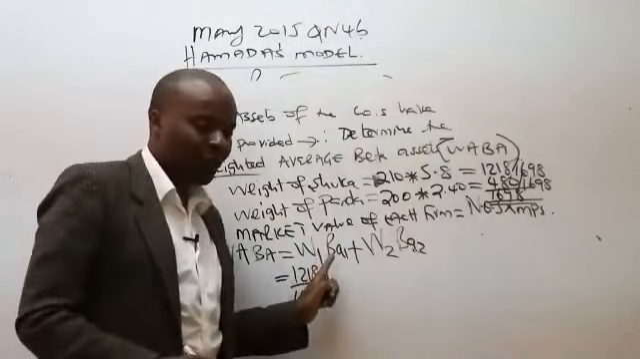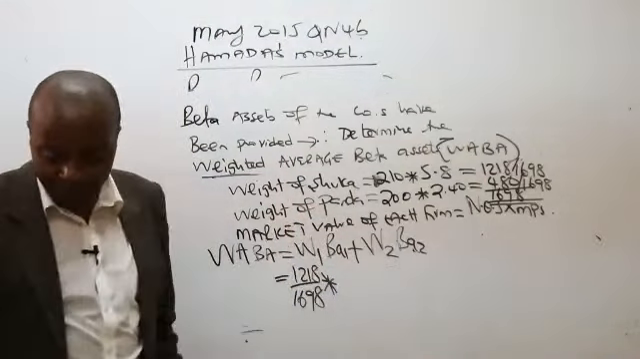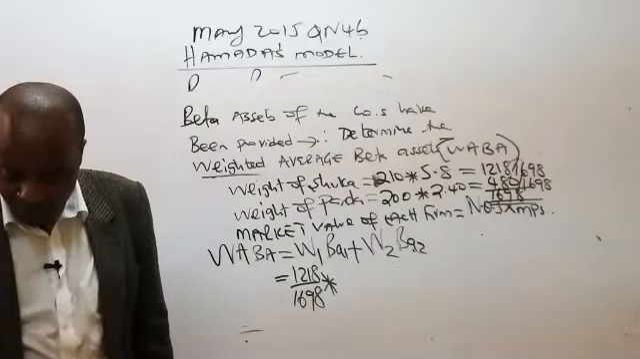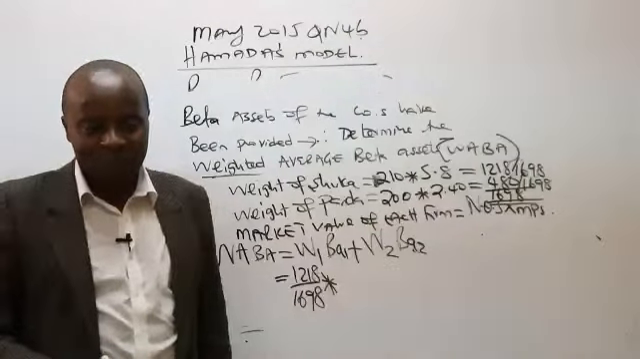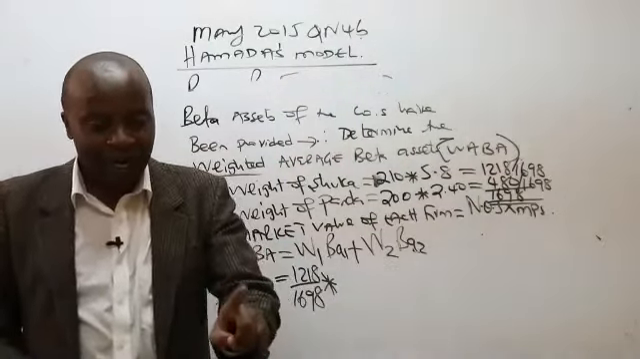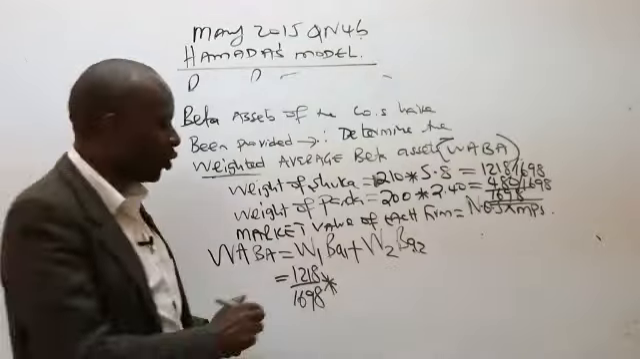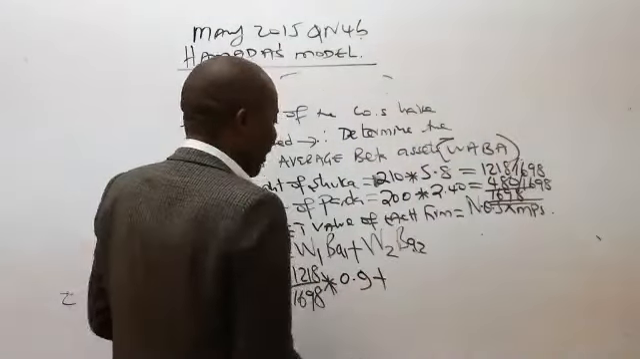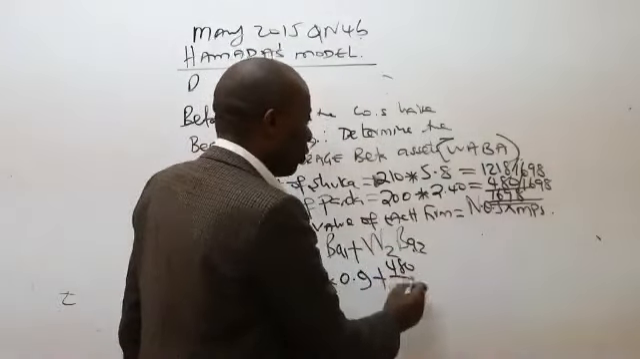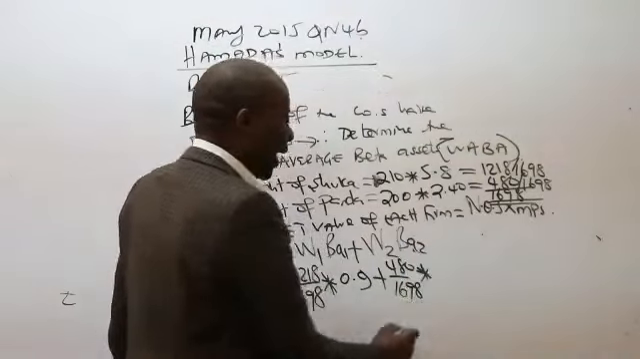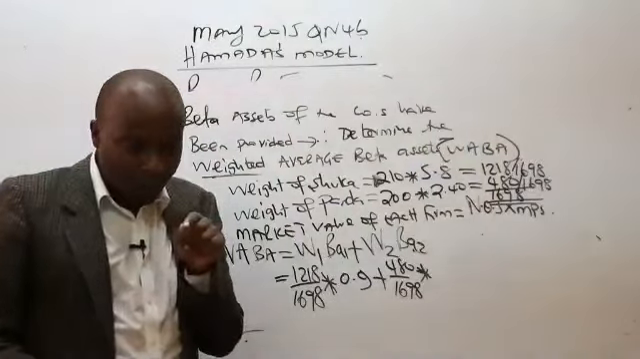So is there anybody who is able to see the beta assets of company 1? Company 1 is the predator. So company 1, the predator, beta assets can't be 1.2. What Rema is telling me is that beta assets for Shuka is 0.9, plus weight 2, which is 480 over 1698 times beta assets 2. Beta assets 2. Thank you very much.